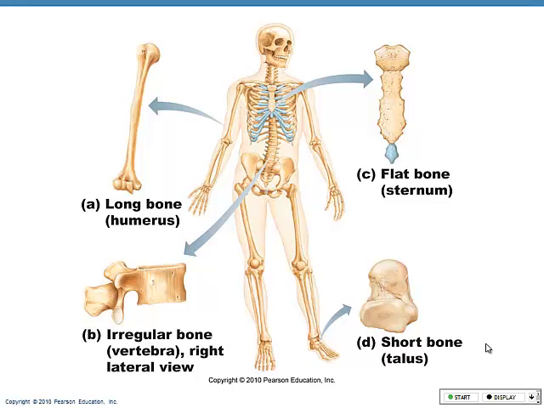Then if we have something that's short and pudgy, kind of cubic shaped almost, we call them short bones. An example of a short bone is the talus, which is that big heel bone, which we'll talk about later. And then anything that doesn't fall into the other three categories, we're going to call what? Irregular. So what is that? That's a vertebra. And we are going to talk about them when we discuss your vertebral column. So those are irregular bones.